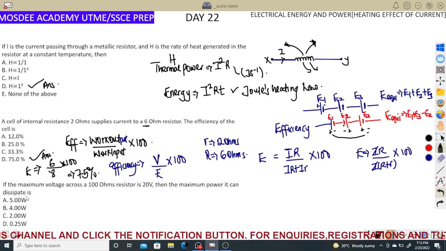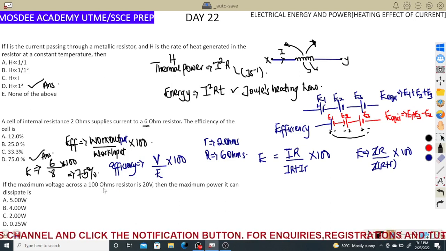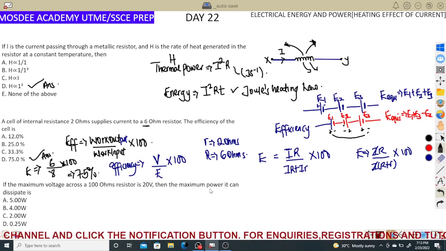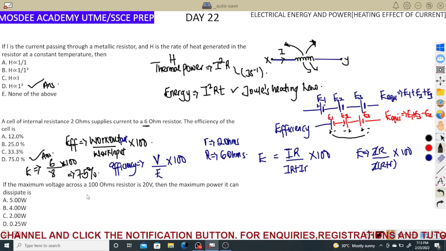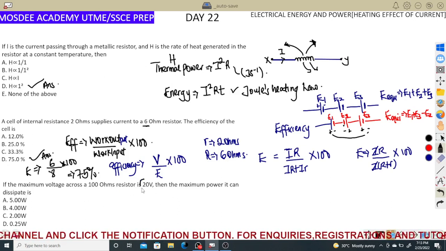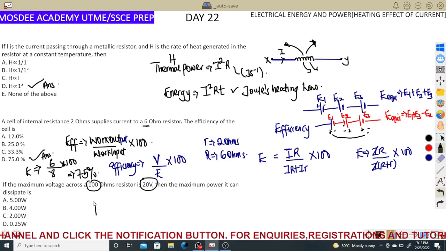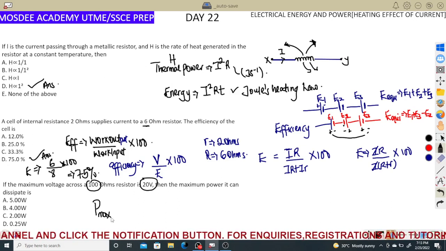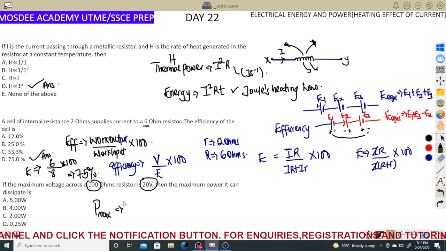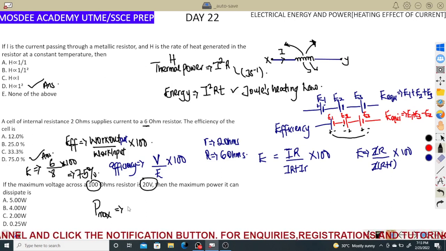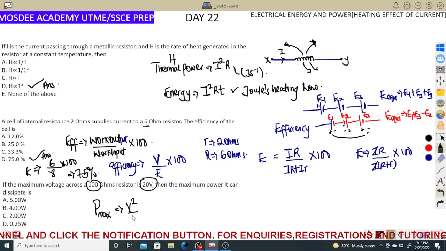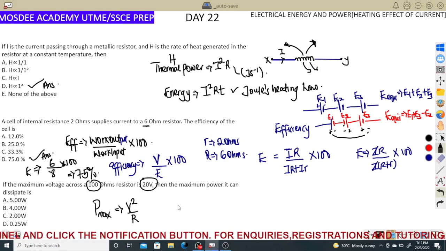Next question is, the maximum voltage across a 100 ohm resistor is 20 volts. The maximum power it can dissipate is that. There is a voltage and there is a resistance. Now, maximum power, P maximum, please always keep it in mind. It's always equal to, as your teacher might have explained to you, there are a lot of formulas for power: V squared by R.